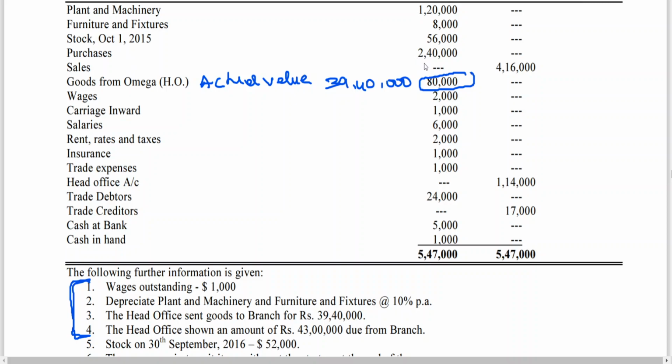It will be given in their own currency. Wages paid, their own currency. Carriage inward, their own currency. Salaries, their own currency. Currency of USA. The foreign branch is having it in dollars. USA currency is in dollars. But this information, goods from Omega, means who has sent the goods?